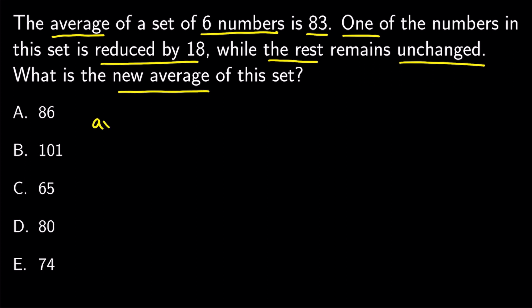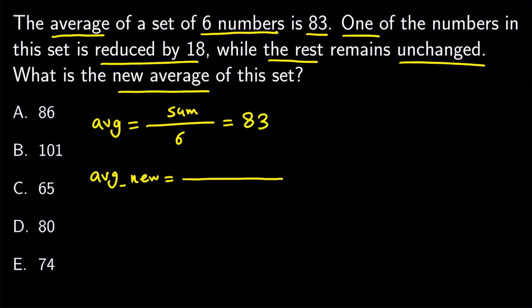Well, the average equals the sum divided by the number of the values in the set, which is 6. We know that the average is 83. Now we change the set and want to know the new average.